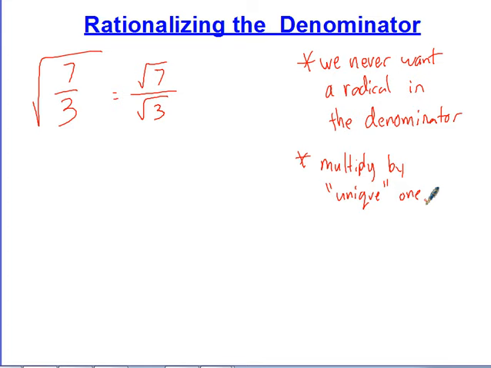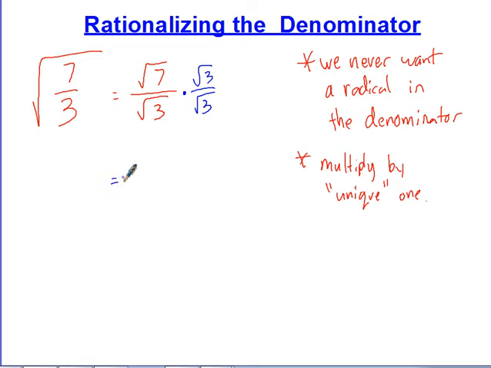Okay, now notice though, I wrote a unique 1, because it's not just going to be 1, it's going to be something that I make up, that it's still going to be 1. So for instance, it's actually a very simple one. What I'm going to do is I'm going to multiply this by the square root of 3 over the square root of 3. Does everybody agree that that is 1? Okay? Even though it looks a little bit more complex, that is 1. Correct? So now, why would I do that?